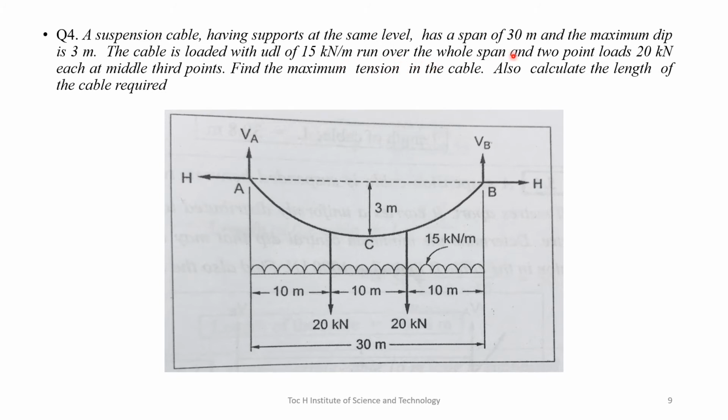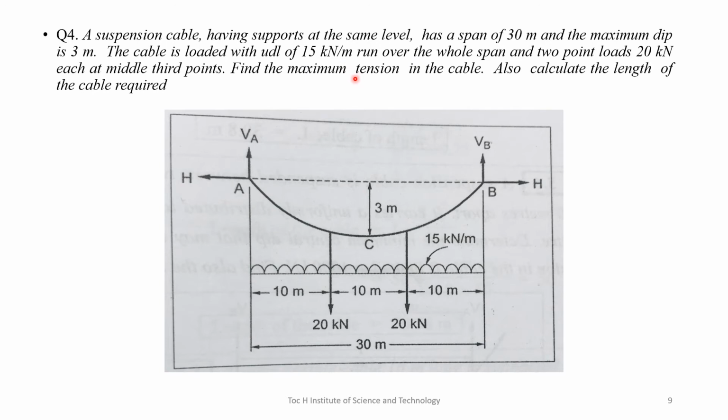Run over the whole span and 2 point loads 20 kilonewton each at middle third points. Find the maximum tension in the cable. Also calculate the length of the cable required. Okay, how will you find the maximum tension?